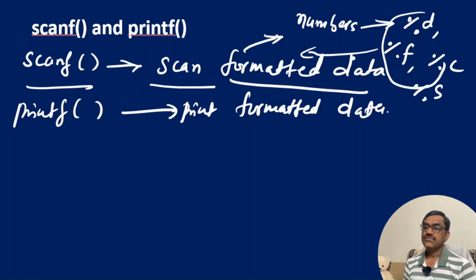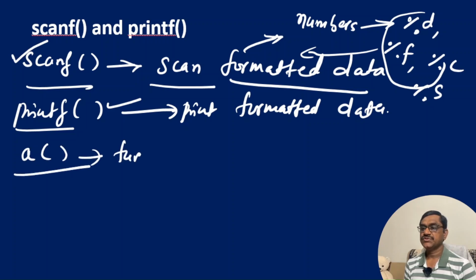To read any kind of formatted data from the keyboard, we have to use the standard input function scanf. Similarly, if you want to print formatted data on output or on the screen, we are using this printf function. So why are we saying it is a function? Because in the introduction class, as I said, whenever we have parentheses after any identifier, this indicates a function. If there are no parentheses, then it is simply a variable.